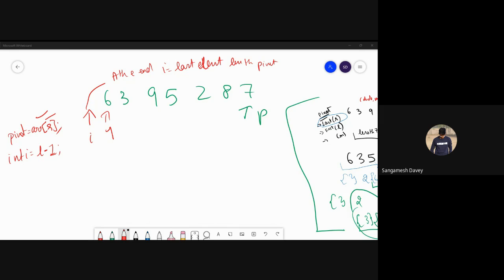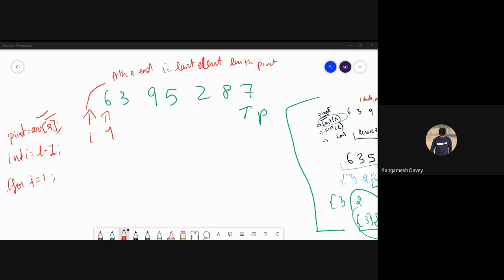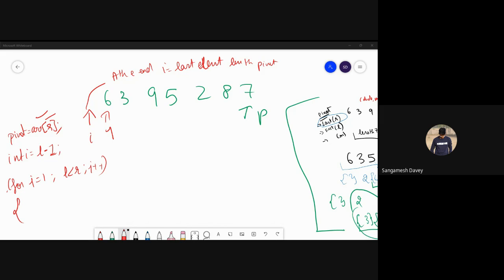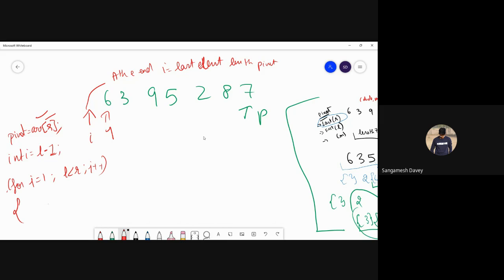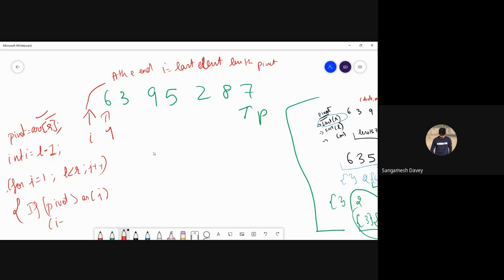Then I will say for int j equal to L, and L is less than R, obviously. The leftmost index is less than the rightmost index, j plus plus. Here's where our main condition comes. If the pivot is greater than arr of j, increment i, swap i and j. Swap arr of i, arr of j.